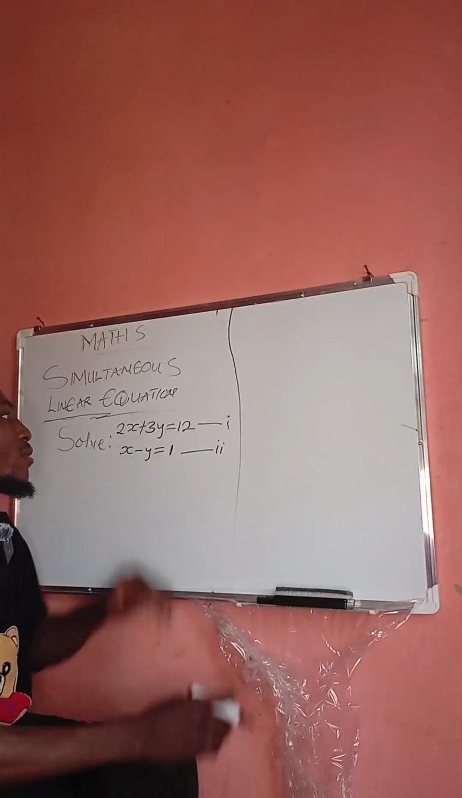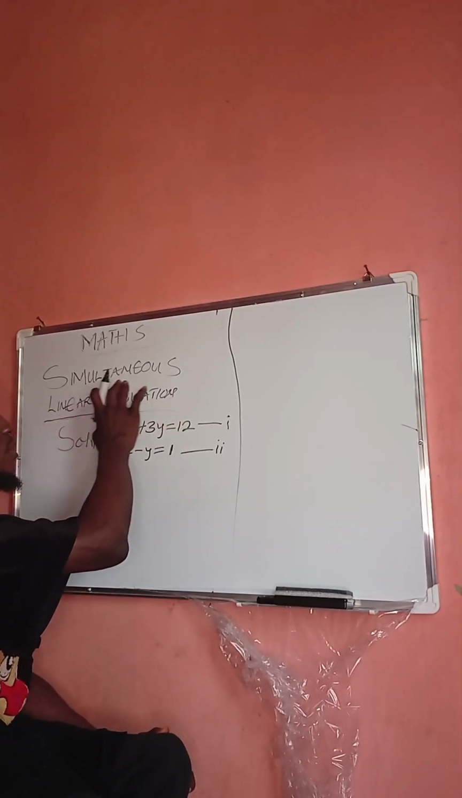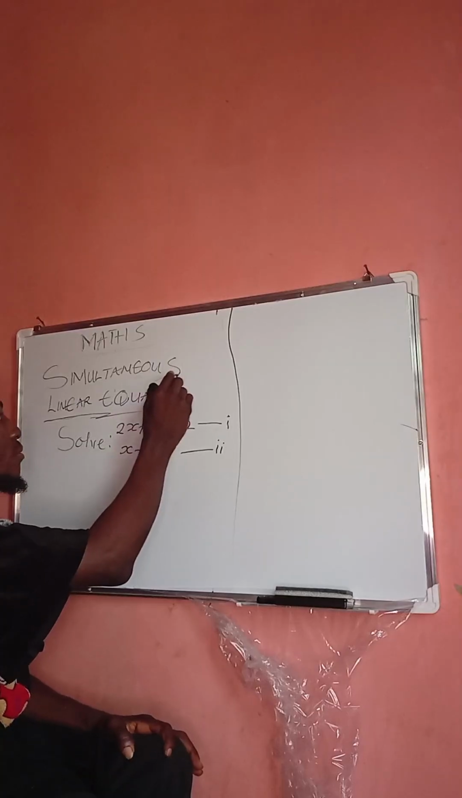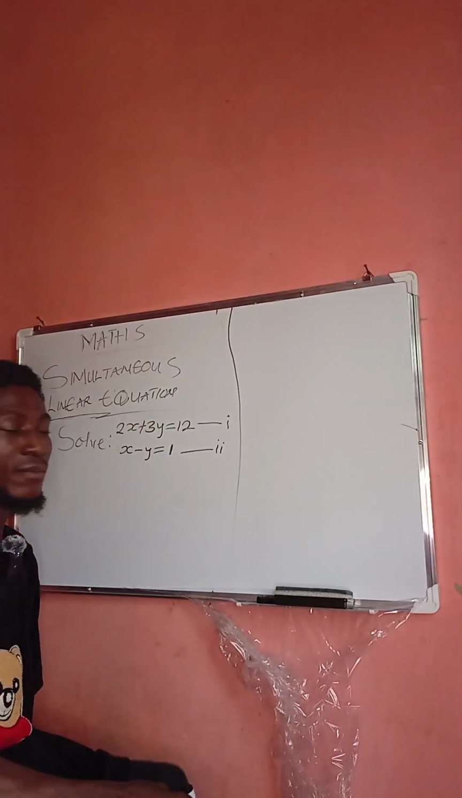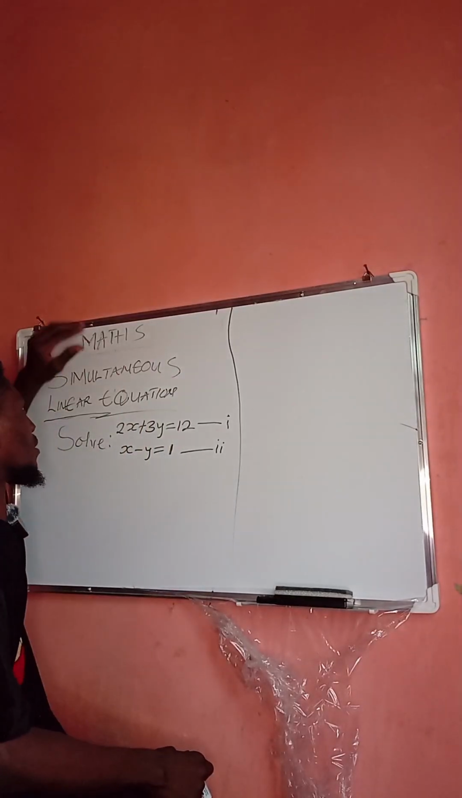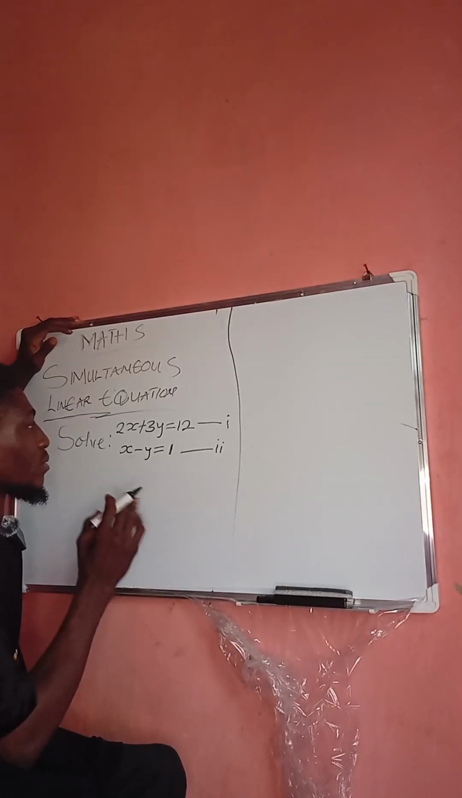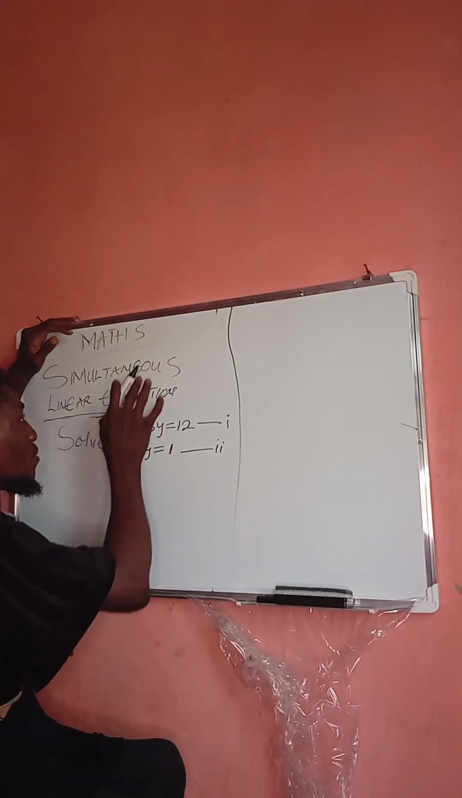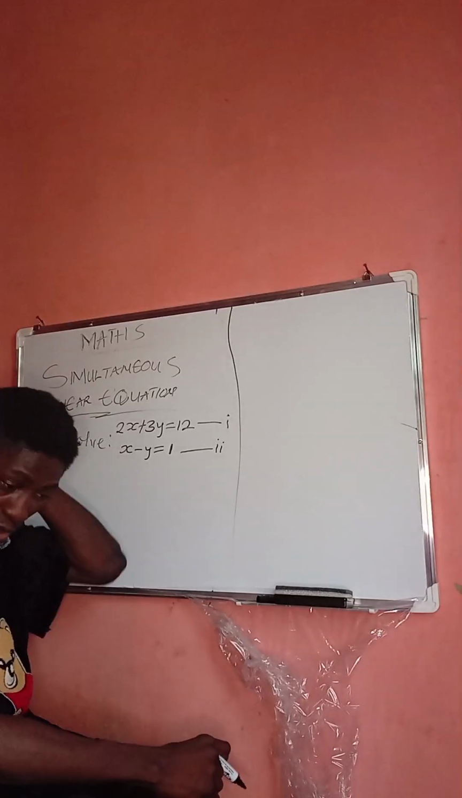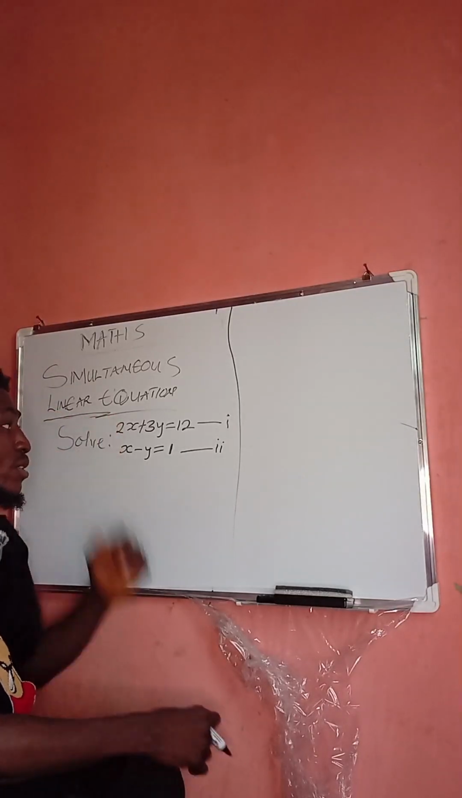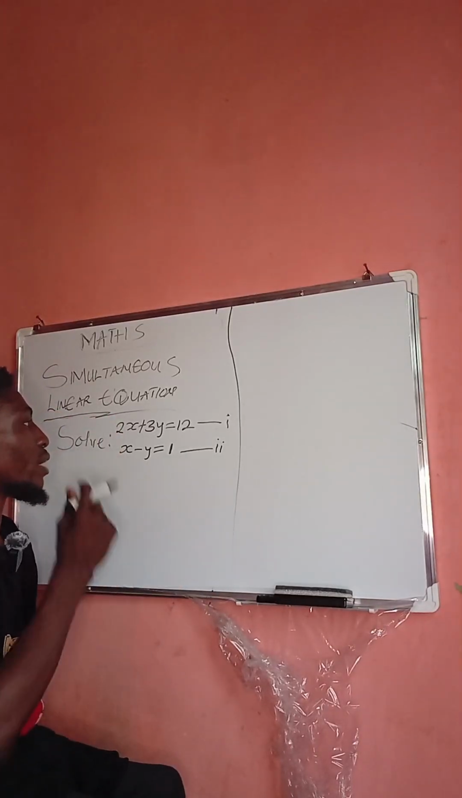Treating a particular topic today, which is simultaneous equation, mathematics. So this particular topic is very, very simple. So I would like you to pay close attention to this. We are giving these two examples to solve under a simultaneous equation. So when you are given questions like this, they say you should solve it simultaneously. Very simple. So let's just go ahead and solve.